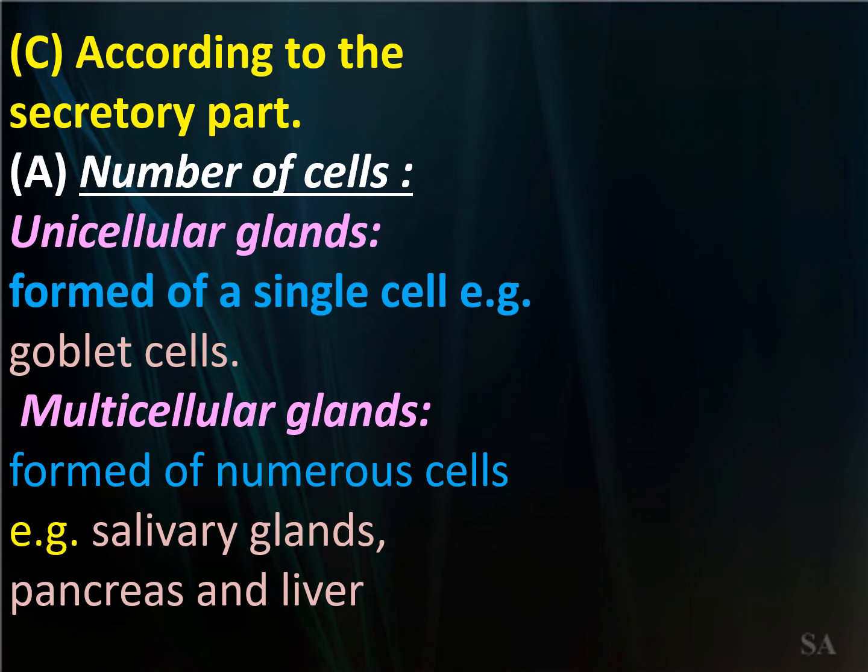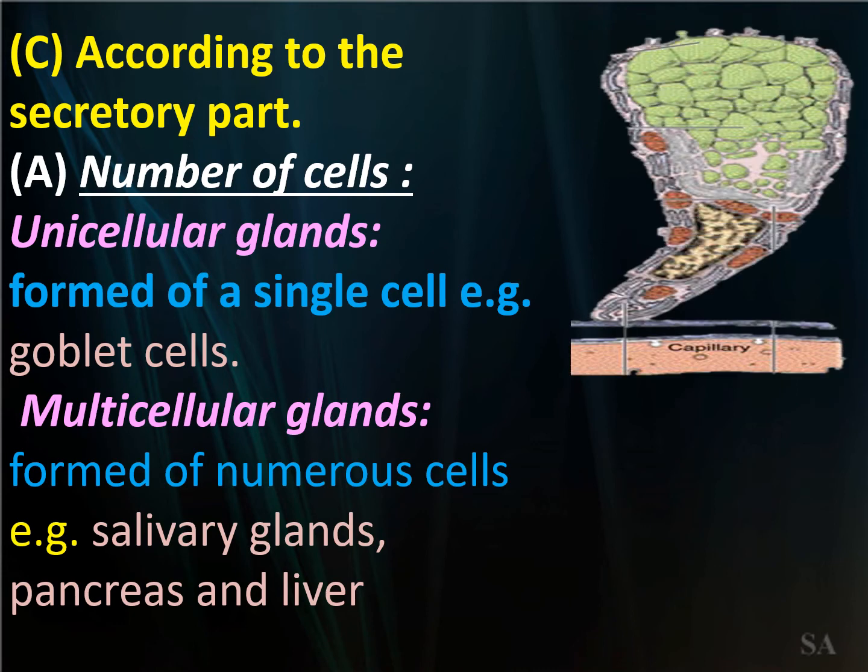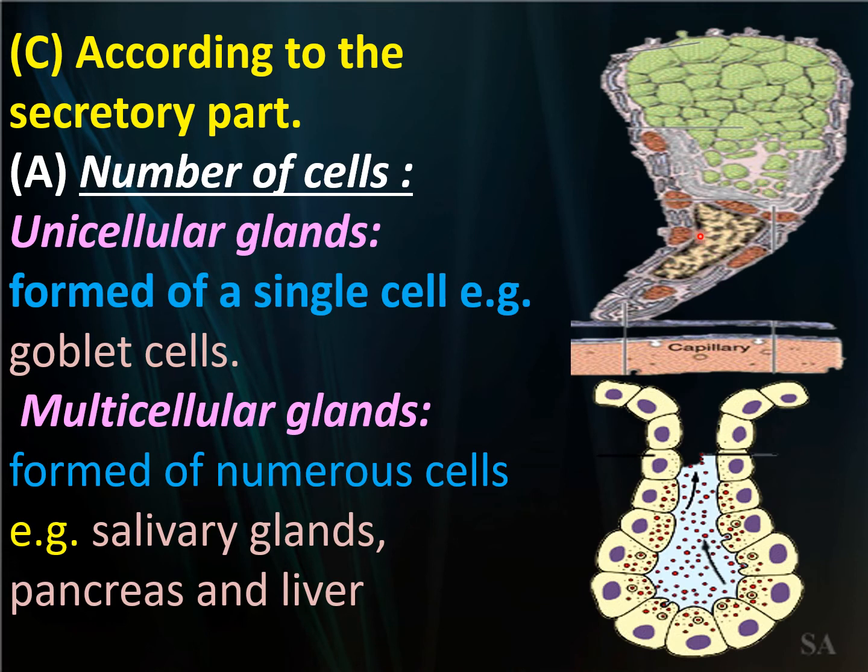Now we will focus on the secretory part. The secretory part is made of epithelial cells. This secretory part may be unicellular, like goblet cells, which we mentioned before in the columnar and pseudostratified epithelium. This is the goblet cell and it secretes mucus. Or it may be multicellular, formed of many cells like salivary glands and pancreas.